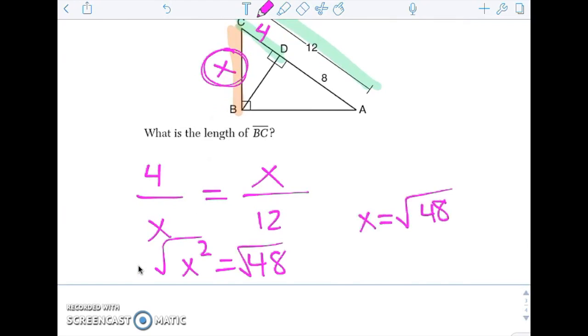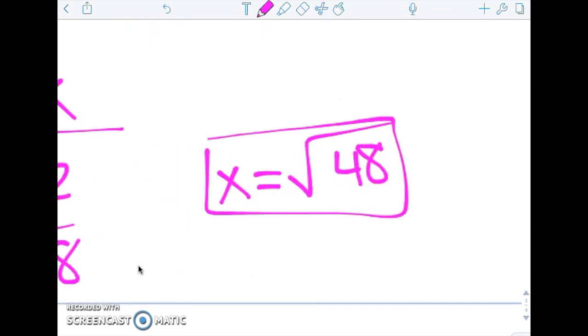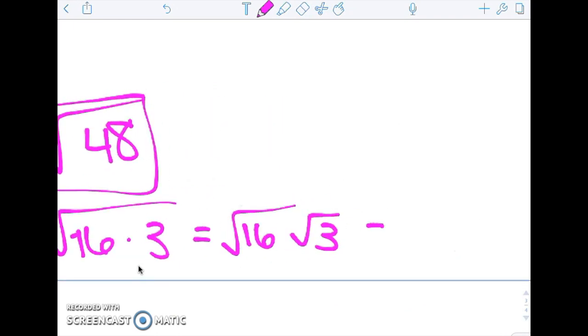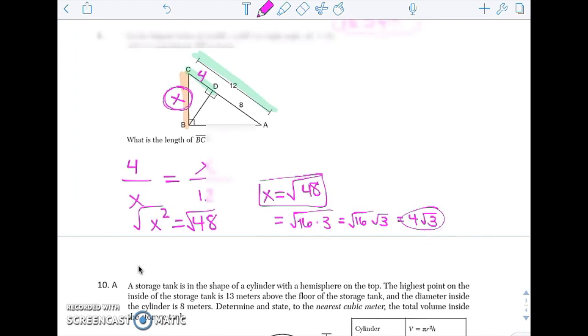Now it does not ask you to simplify that, so you could leave it like this. But let's say they did. Well, I would say that that is the square root of 16 times 3. Square root of 16 times square root of 3, which is 4 radical 3. But again, if they don't ask you to simplify, don't do it.